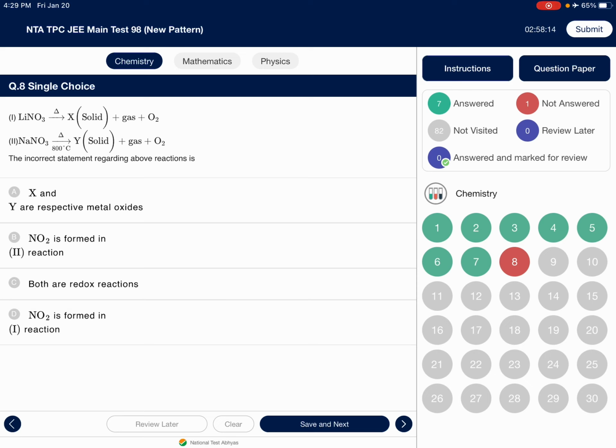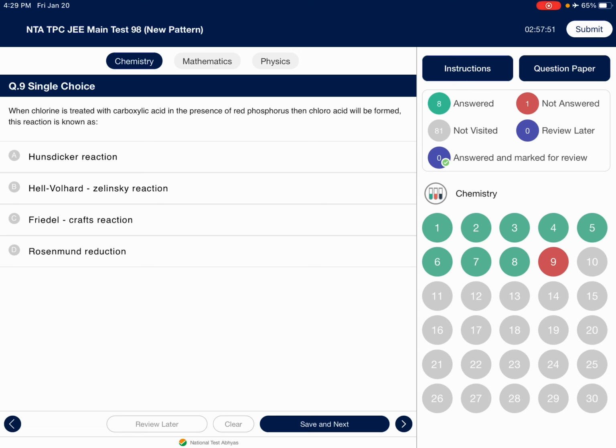X and Y are respective metal oxides, correct? NO2 is formed in second reaction, NO2 is formed in first reaction, both are redox reactions. What nonsense is happening, right? Incorrect statement. Both are redox reactions. Yeah, both are redox reactions because lithium oxidation state is going to be same. It is wrong.